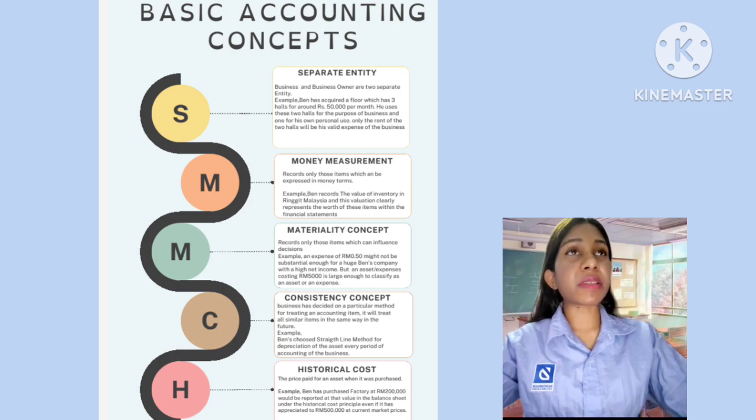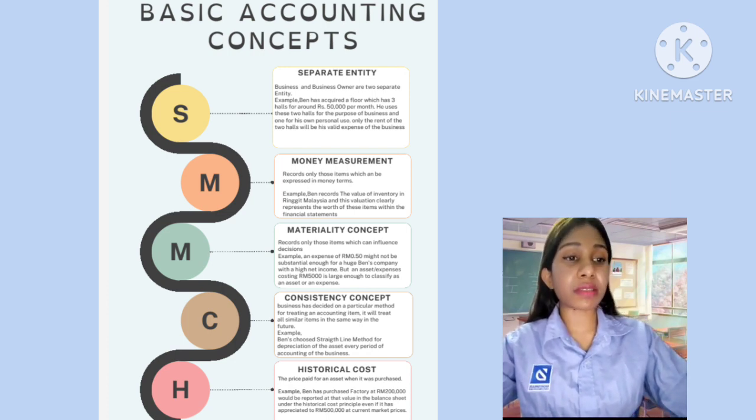Separate entity means the business and the business owner are two separate entities. A transaction done by the business owner personally will not be included in the business transactions. Example, Bob has a floor with 3 halls for around 150,000 per month rent, and he uses 2 halls for the purpose of business and 1 for his own personal use. From this situation we can see that the business expense is only for the 2 halls used for business activity. The 1 hall for his personal use will not be included in his business expenses.